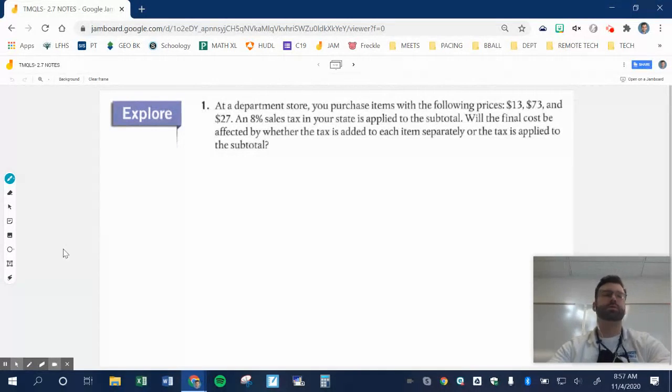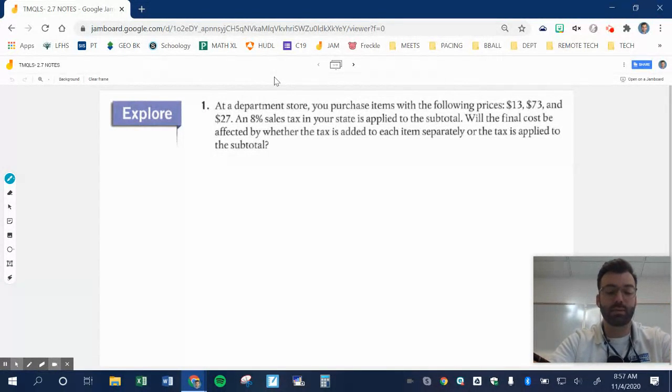All right, so basically what this question is asking you to do is find the tax on a subtotal in a regular sense, like how it's normally done, and then compare it to what would happen if you were to tax each thing individually, just to compare the two and see if they would be different. And this is a great lead into what we're doing today.